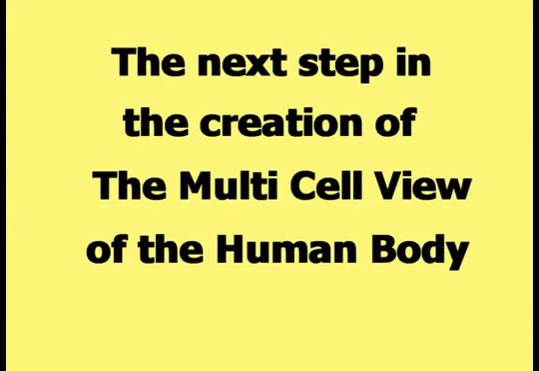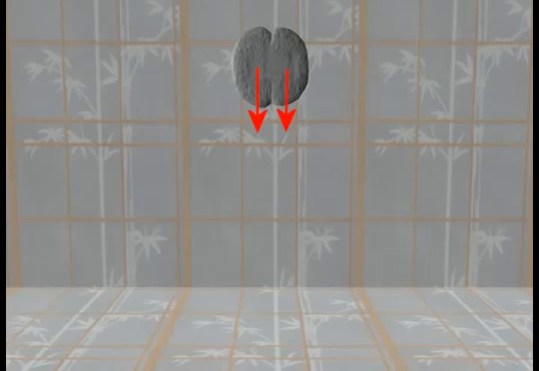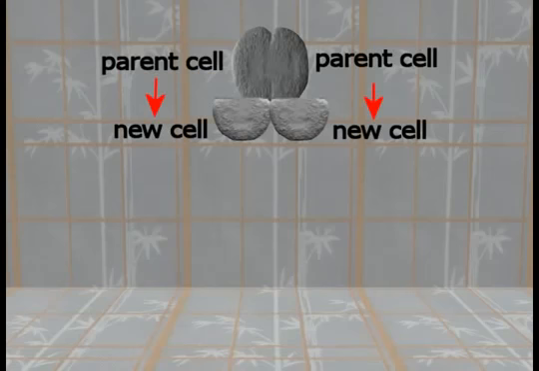The next step in the creation of the multi-cell view of the human body is for each of the two new cells to undergo the process of cell division. The two cells divide in the downward direction, as demonstrated in this picture of two new cells placed below the two parent cells. This picture is aesthetically unpleasing because the two new cells do not look connected to the original cells.